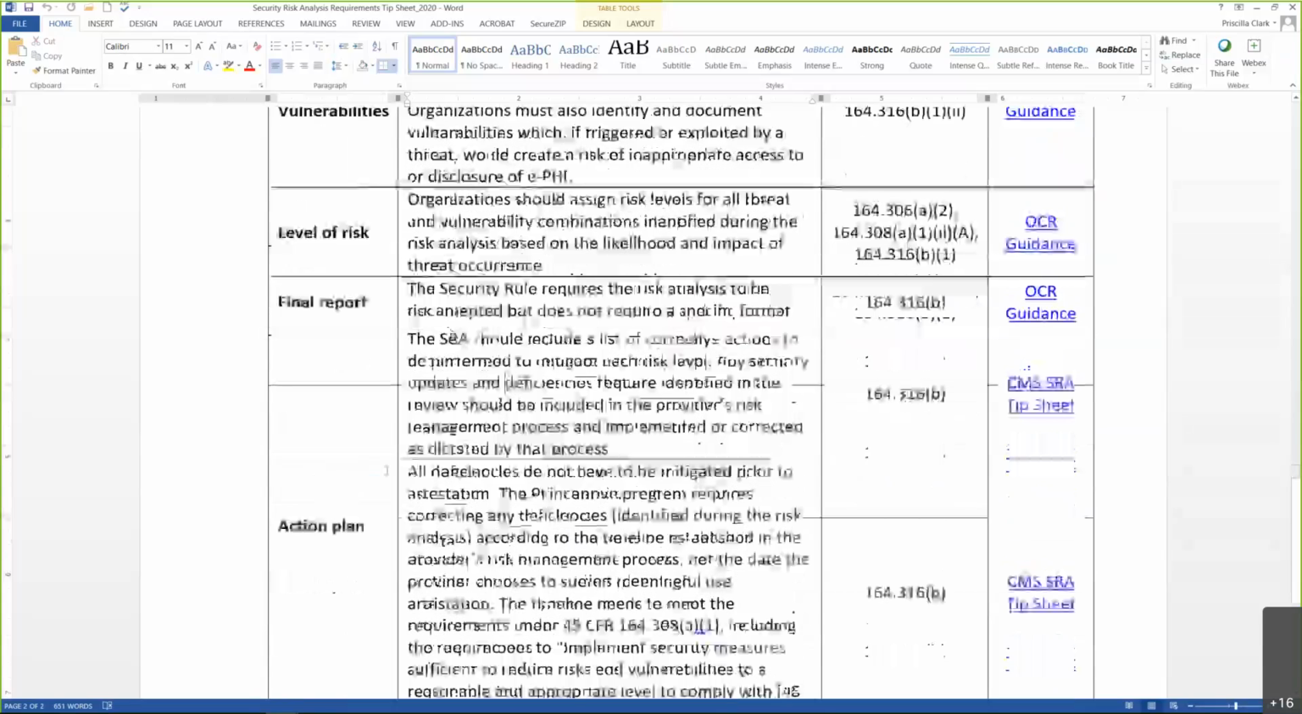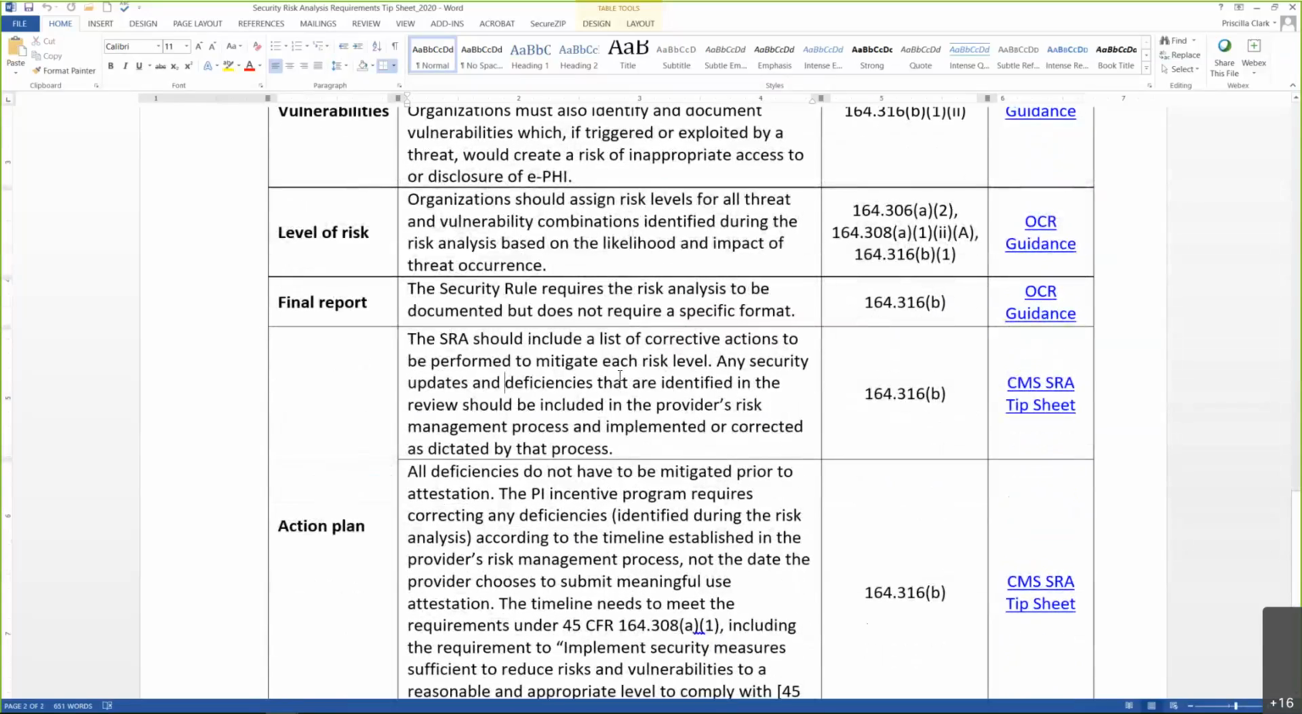The final requirement is an action plan. The SRA should include a list of corrective actions to be performed to mitigate each risk level, so that level of risk requirement. Any security updates and deficiencies that are identified in the review should be included in the provider's risk management process and implemented or corrected as dictated by that process.